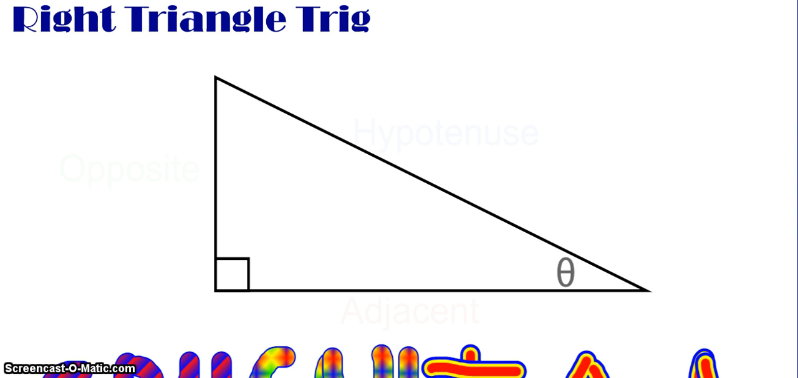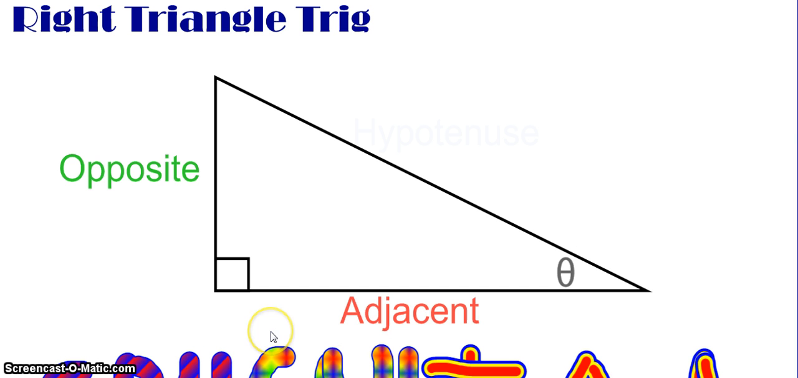So, this should not be new. We want to talk about the sides of a triangle. If I have some angle theta in a right triangle, hence right triangle trig, then I know that across from theta, or opposite theta, is the opposite side of the triangle. Next to theta, or adjacent to theta, is the adjacent side of the triangle. And then the longest side, or the side across from the 90-degree angle, is what we call the hypotenuse.